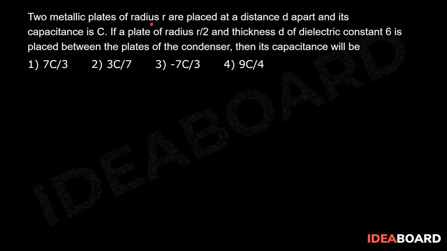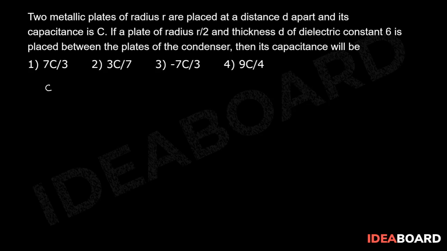Two metallic plates of radius r are placed at a distance d apart and its capacitance is C. If a plate of radius r by 2 and thickness d of dielectric constant 6 is placed between the plates of the condenser, then its capacitance will be dash.